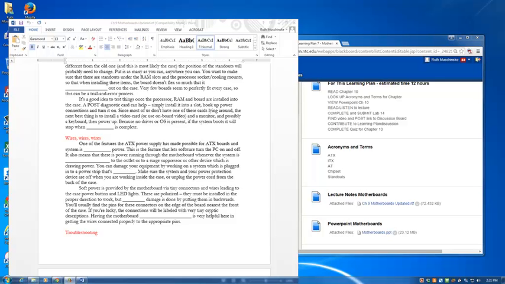One of the features the ATX power supply has made possible for ATX boards and systems is soft power. This is the feature that lets software turn the PC on and off. It also means that there is power running through the motherboard whenever the system is plugged into the outlet, a surge suppressor, or other device which is drawing power. You can damage your equipment by working on a system which is plugged into a power strip that's turned on. So make sure the system and your power protection device are off when you're working inside the case, or unplug the power cord from the back of the case.